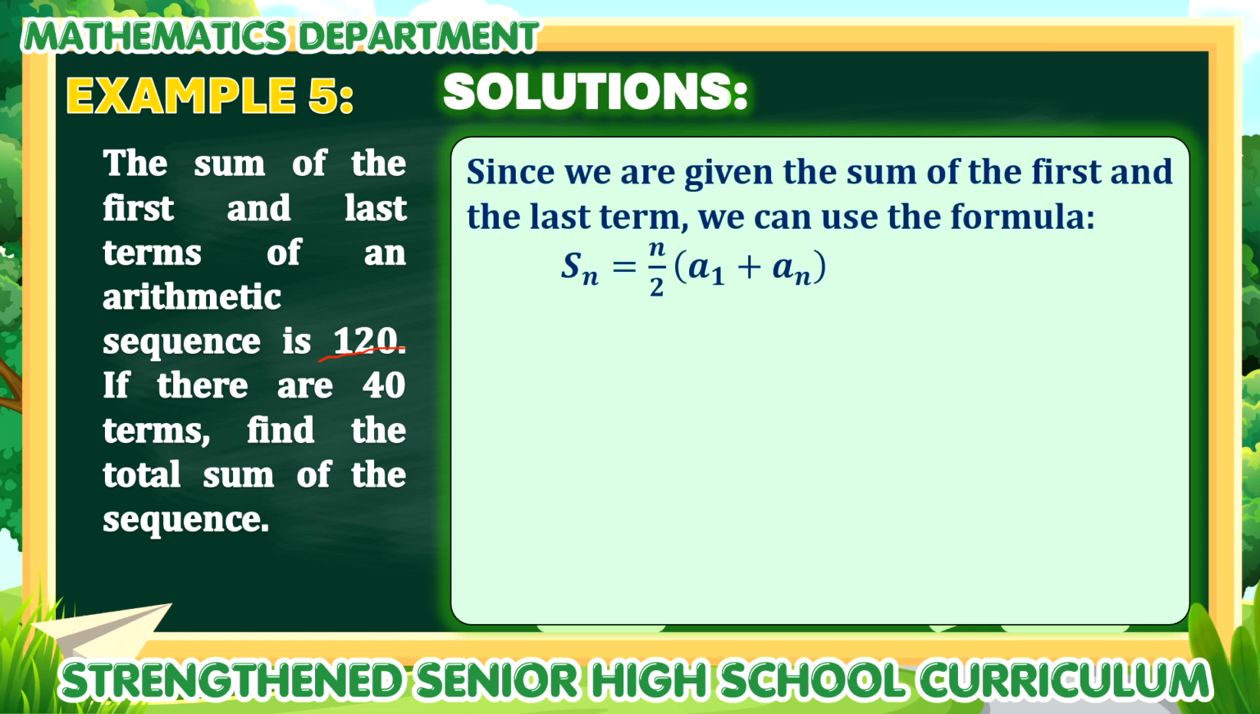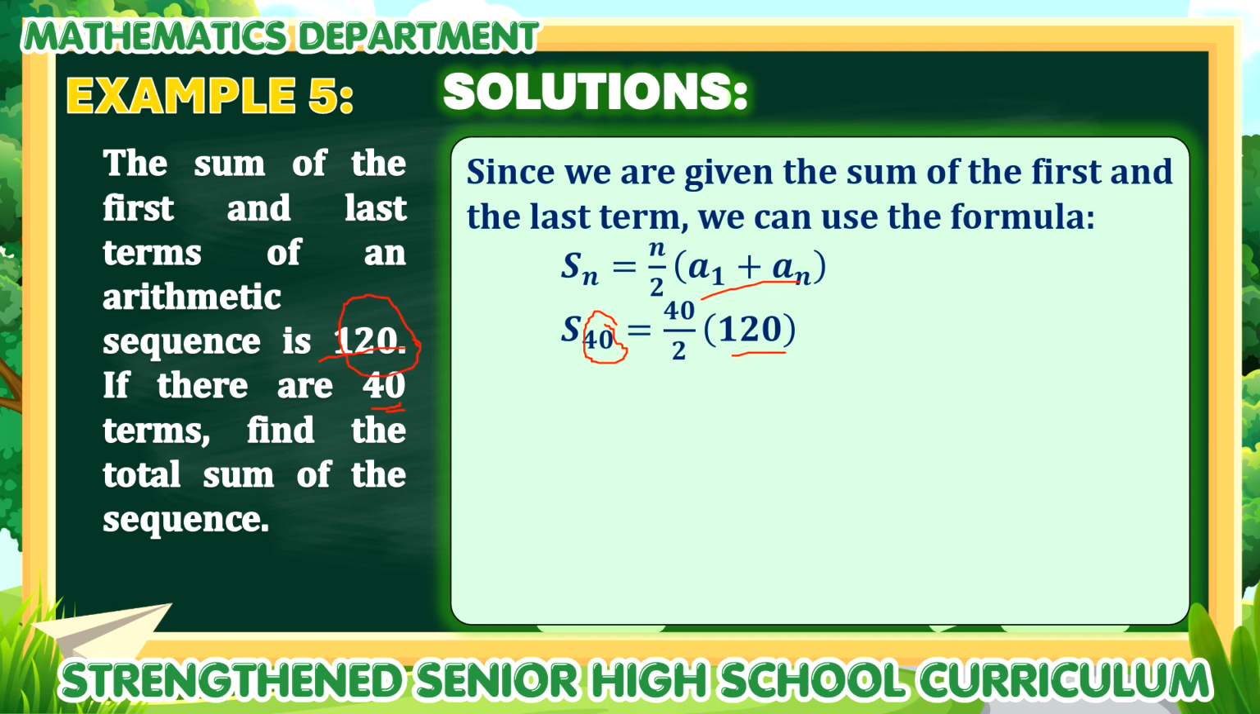S sub n is equal to n over 2 times a sub 1 plus a sub n. And knowing that the sum of these two terms is equal to 120, we can substitute a sub 1 plus a sub n with 120. So that means we have S sub 40 is equal to 40 over 2. Again, this 40 represents the number of terms that we are getting the sum of, so we have the first 40 terms. That's why we have S sub 40 is equal to 40 over 2 times 120. This 120 again is the sum of our first and last term based on the given problem.